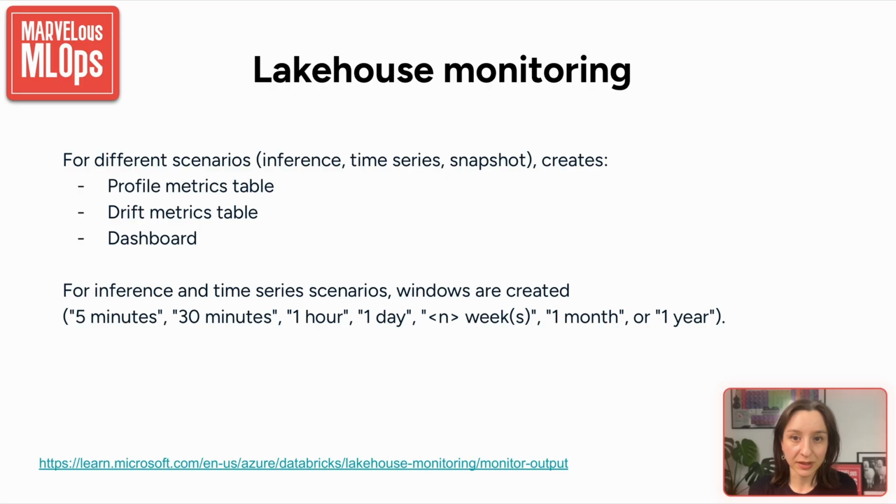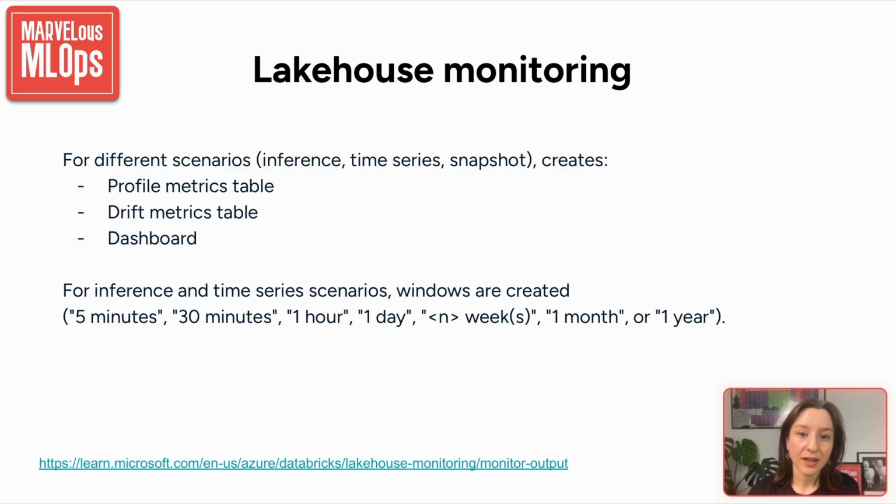Profile metrics table, which captures basic statistics like averages, null rates, and cardinality across your features. Drift metrics table, which calculates how much the current data deviates from the expected or reference distribution. And the pre-built dashboard, so you can visualize all this in real time without having to create complex queries from scratch.